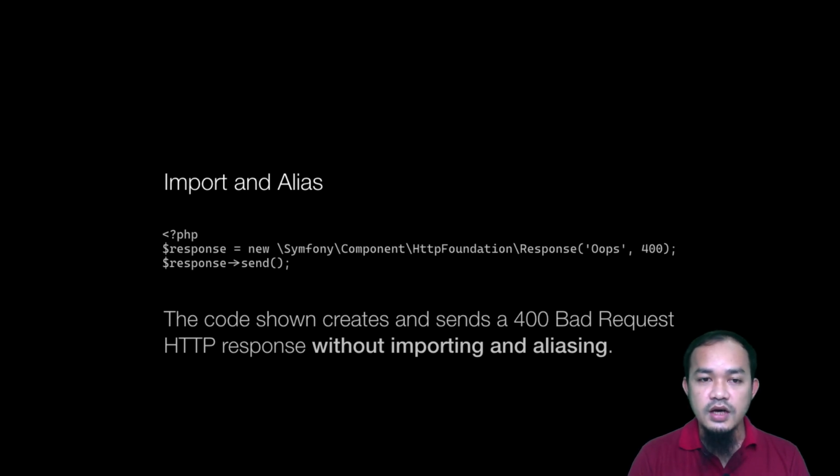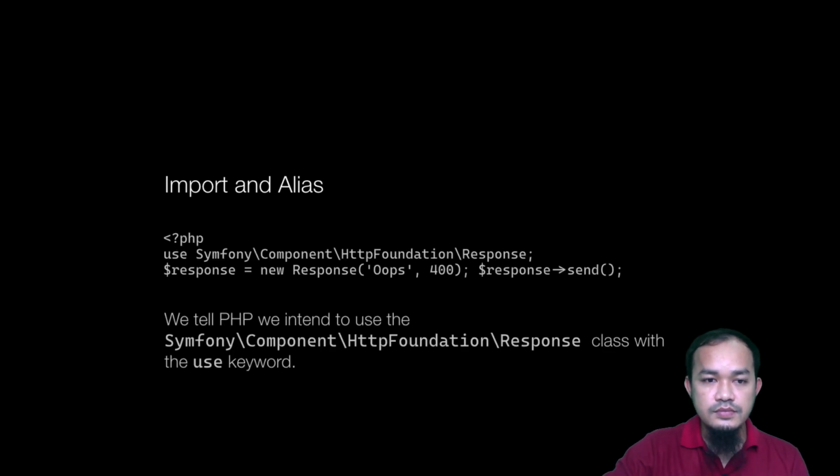We directly initiate an object. As we learned in object-oriented programming, we start with a variable equal to new, followed by the class name. For import we use the keyword use in front of the component name. Here we use the keyword use, followed by Symfony Component HttpFoundation Response, and then we can use the Response class in our code. We say new Response, and then we can send.